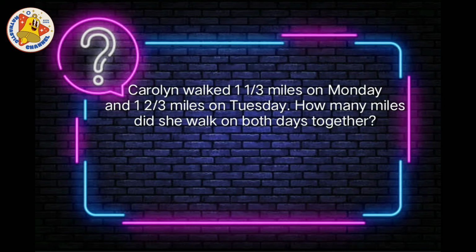Number 3. Caroline walked 1 1/3 miles on Monday and 1 2/3 miles on Tuesday. How many miles did she walk on both days together? A. 1 3/3, B. 2 3/3, C. 2 3/6.